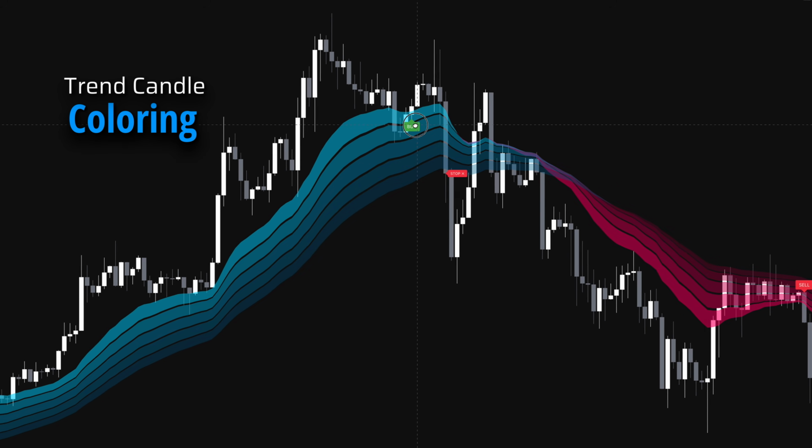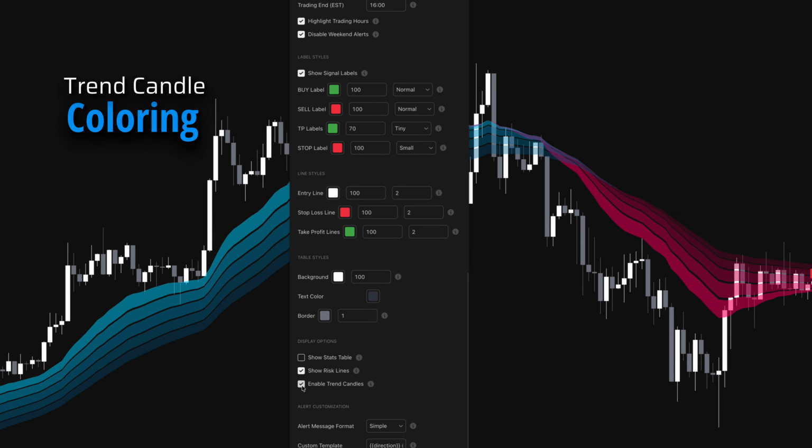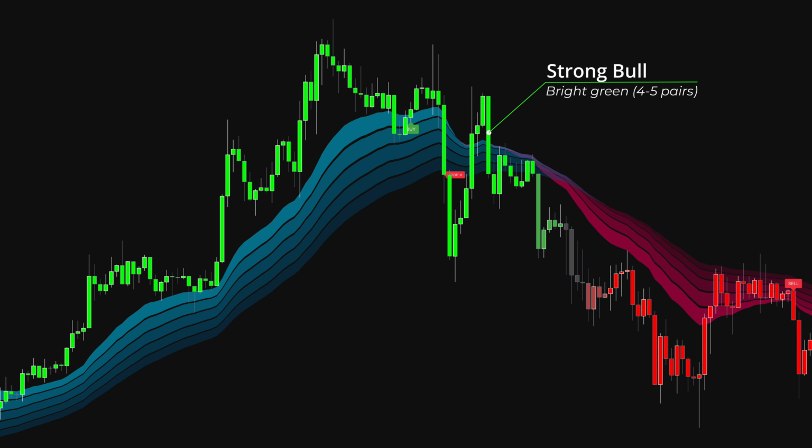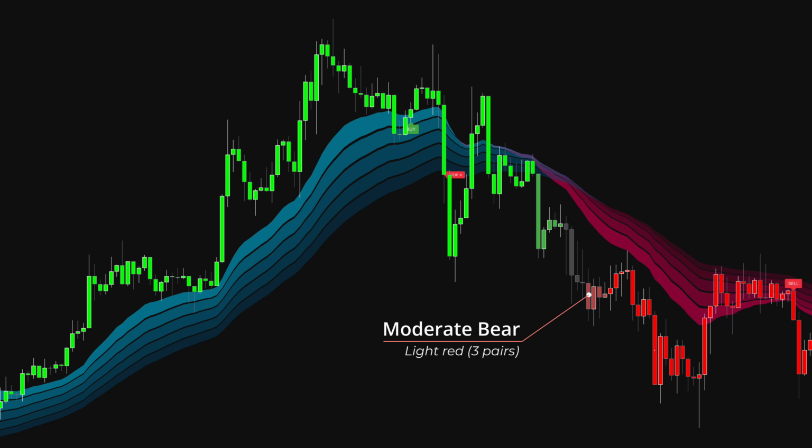This one's visual. Enable trend candles and your chart candles change color based on ribbon state. Bright green when 4 or 5 ribbon pairs are bullish, strong uptrend. Light green when 3 pairs bullish, moderate bull. Gray when mixed, neutral, no clear direction. Light red when bearish, bright red when strongly bearish. It's instant feedback without looking at the ribbon itself.